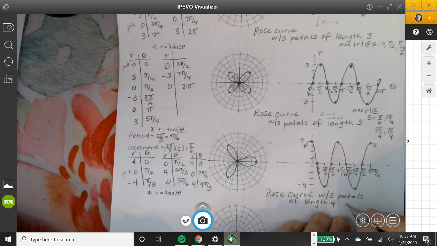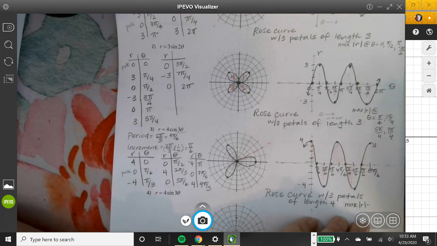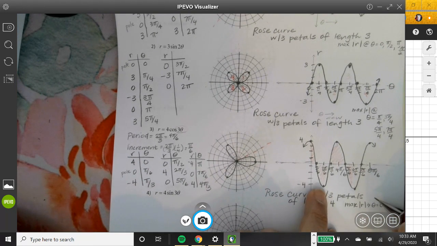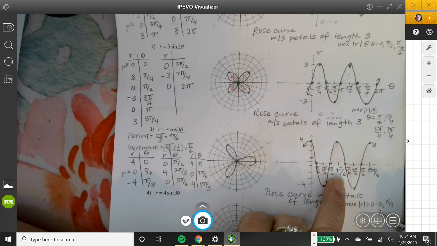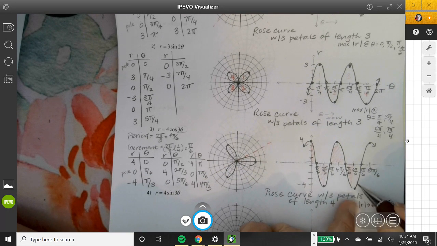Now let's see if it worked out on our curve. Oops, I can't spell max. Right, the magnitude of r is the biggest at 0. That's at theta equals 0. And that looks like pi over 3. What is this, 2 pi over 3? And at pi.